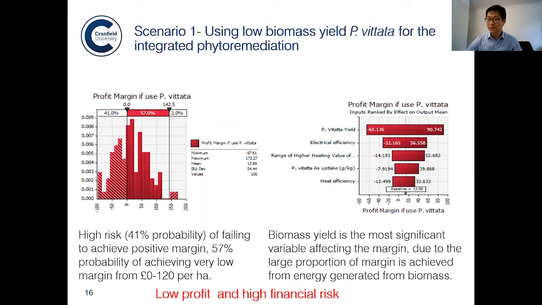So when using a low biomass yield plant, Pteris vittata, although it accumulates a high concentration of arsenic in its biomass, because of the low biomass yield you end up with less income from the energy produced from the bioenergy process. The probability results show there's a 57% probability the project will end up profitable, but at a very low margin, less than £120 per hectare. And there's a quite significant risk, 41%, that the project will make a loss. So that's for Pteris vittata.